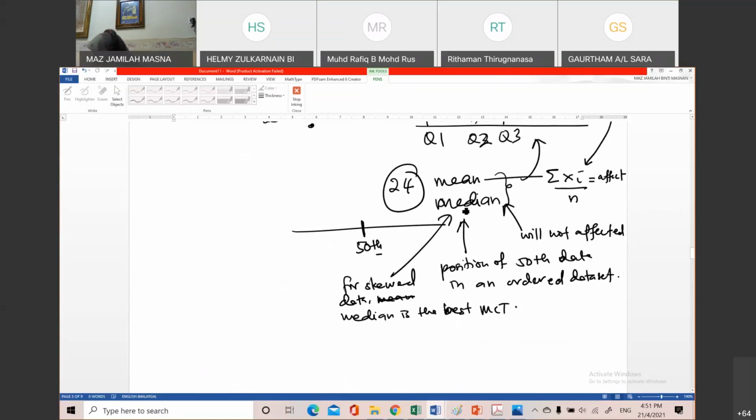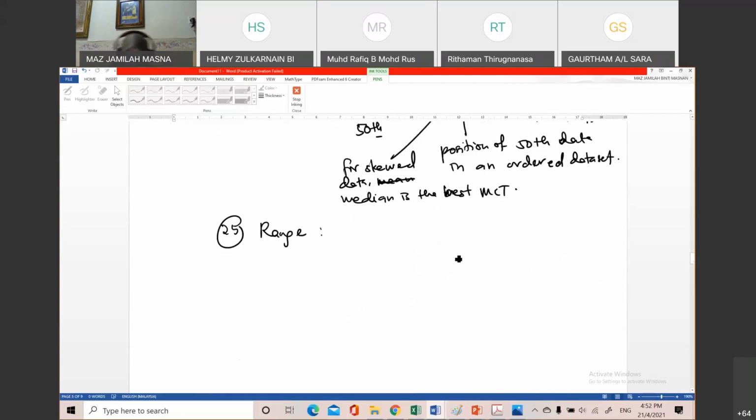Now, last question, number 25. Is range affected by outlier? Number 25, we're talking about range. Yes. Why? Range is always at the end of the data.